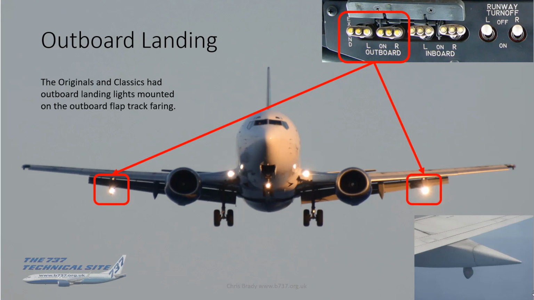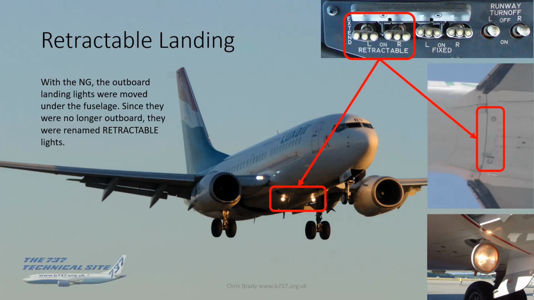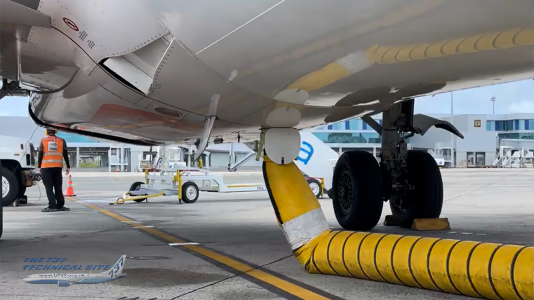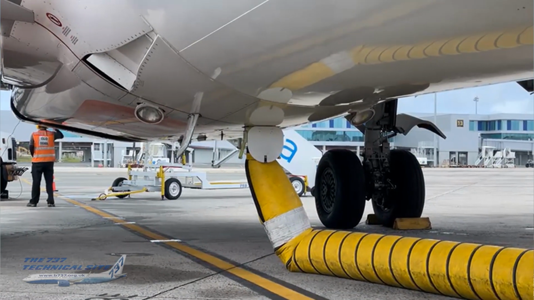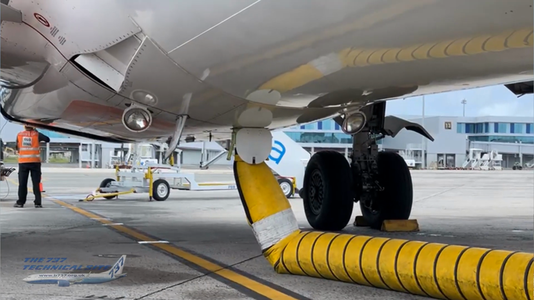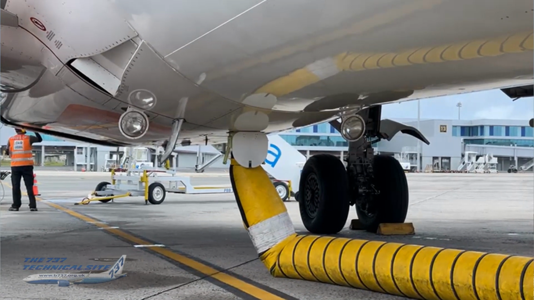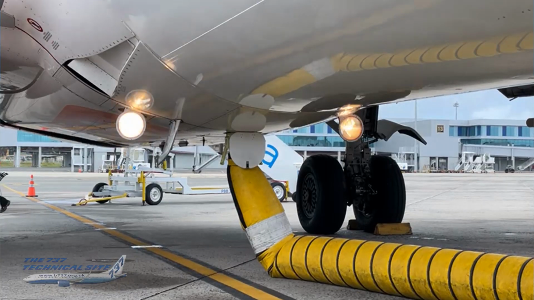The originals and classics had outboard landing lights. They were mounted on the outboard flap track fairing, and hence they were labelled outboard. With the NG, the outboard landing lights were moved under the fuselage, and in that new position they were no longer outboard, so they had to be renamed, but they were still retractable, so they adopted the name of retractable lights, as opposed to the fixed lights.